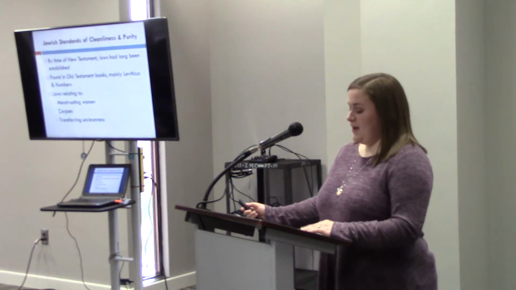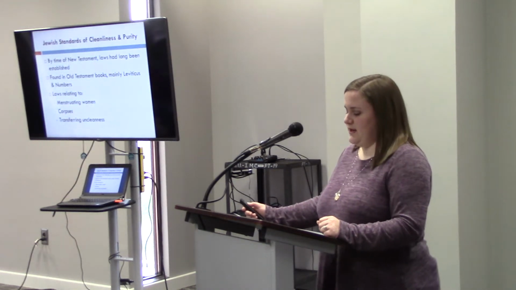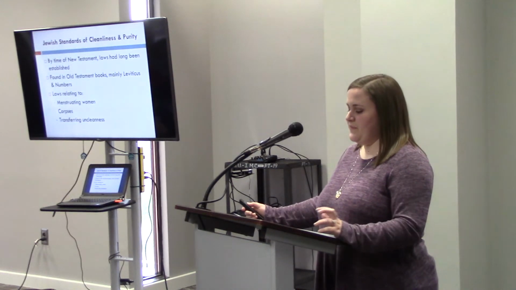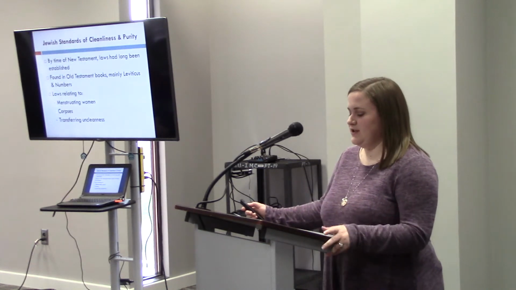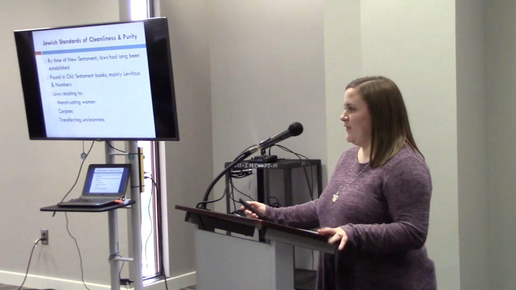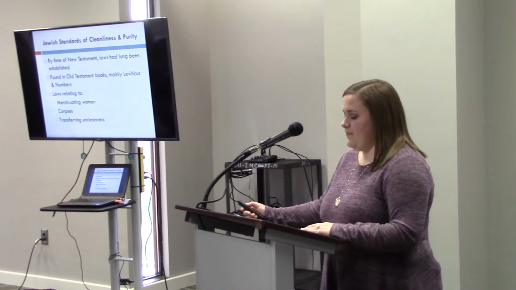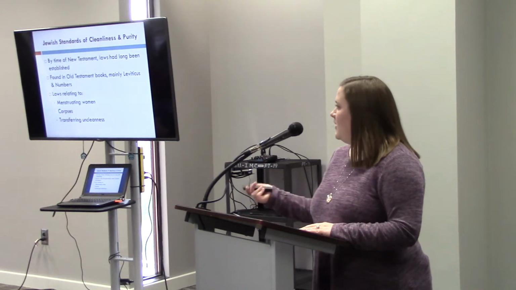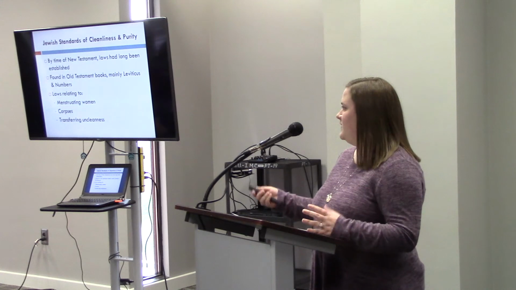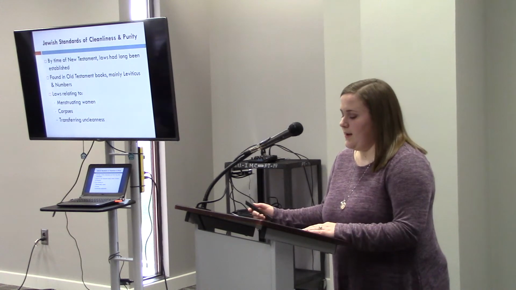So in order to really understand why this story is significant, it's important to talk about the Jewish standards of cleanliness and purity. These laws were well established, and they would have already been known very well by the time that the woman and the ruler's daughter would have been alive. These laws are found mainly in Leviticus and Numbers, and the laws that I'm going to talk about are laws that relate to menstruating women, corpses, and the transferring of uncleanness.